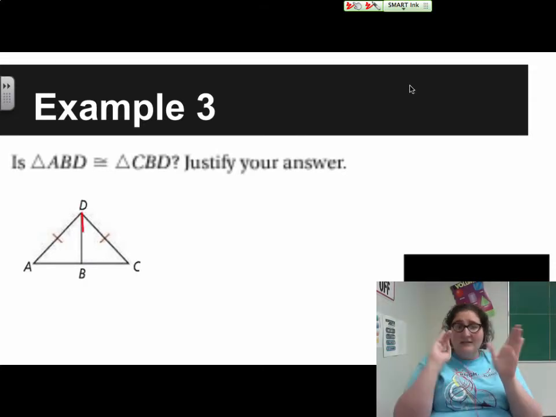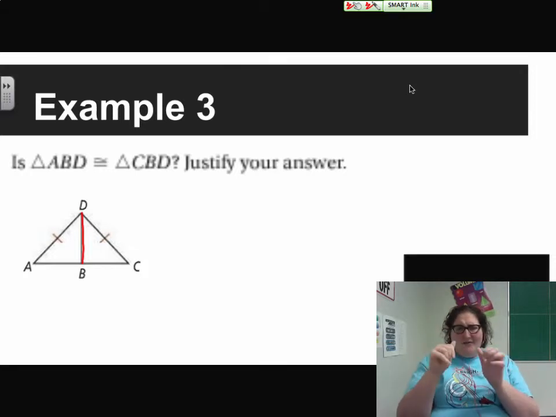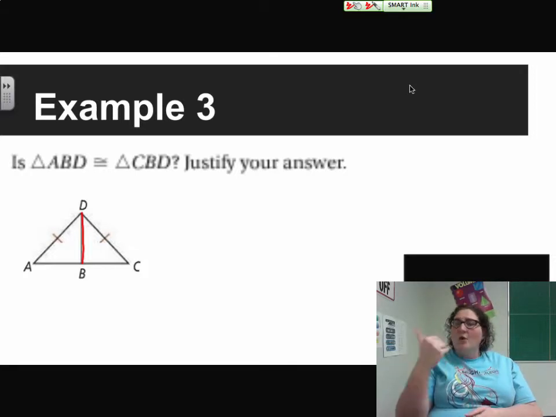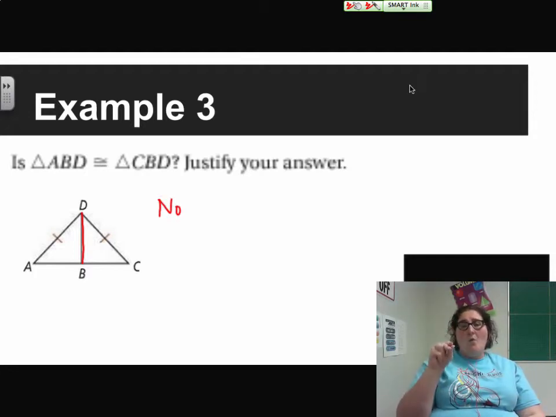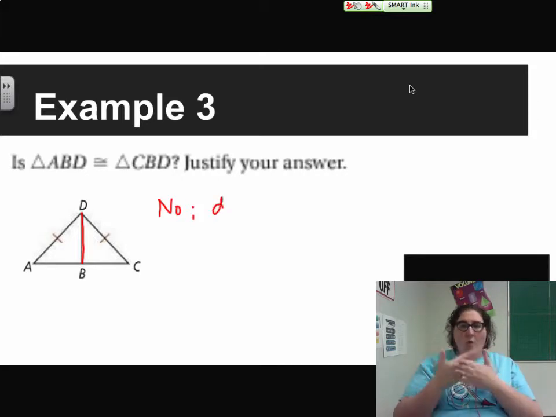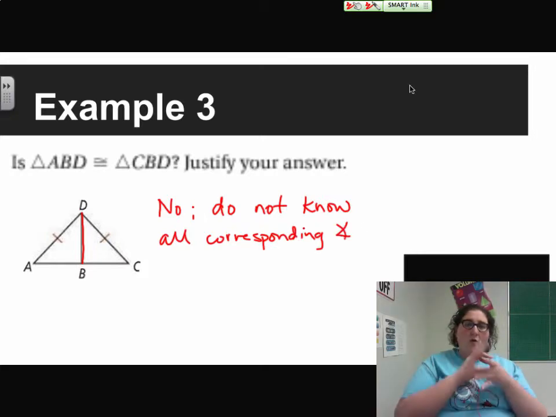We know that BD right here would be congruent to itself by the reflexive property. But we don't have any angles, and we don't have the third side. So we would have to say no. We do not know all corresponding angles and sides.